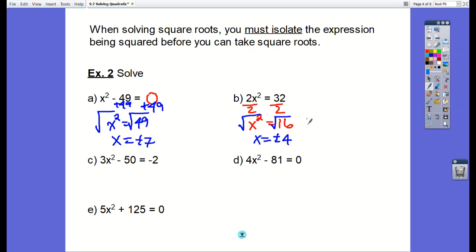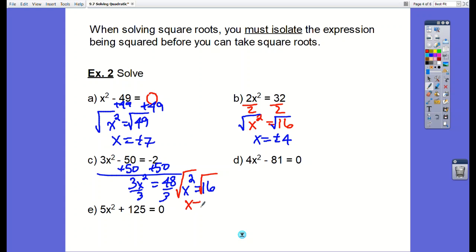All right, Jack. How do we get part C? How do we get x squared by itself? Plus 50, divide by 3. Okay, let's stop there for a second. So plus 50, 3x squared is 48, divided by 3. Okay, x squared is 16, and it actually ends up the same thing we just did on the previous problem. So square root both sides, plus or minus 4 again.